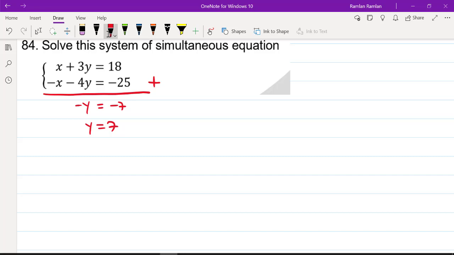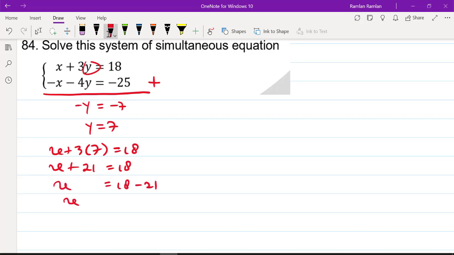That's it. Okay, so to find the value of the other variable x, just plug it into one of the equations. I'm going to use this equation here, and plug in y as 7. That'll be x plus 3 times 7 equals 18. Sorry, my bad, this is x. x plus 21 equals 18. So x equals 18 minus 21, and x is equal to negative 3.